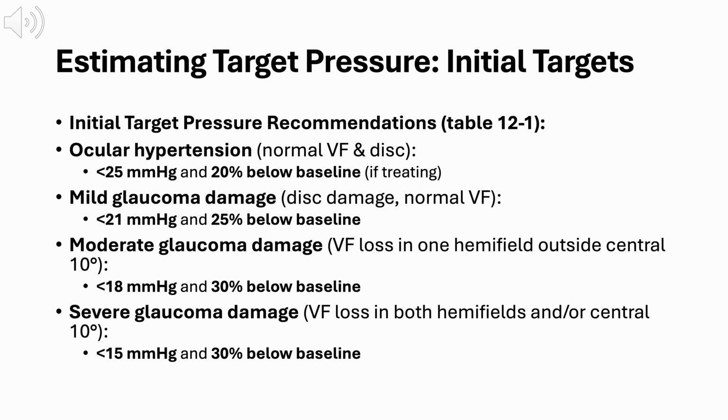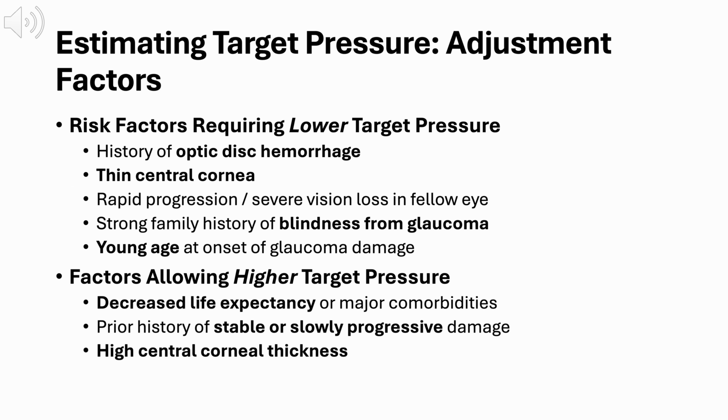These values serve as a clinical guide, but the patient's individual risk profile, tolerance, and disease behavior ultimately determine the ideal pressure goal. After establishing an initial target, it's equally important to recognize the factors that might shift that goal up or down for a given patient.